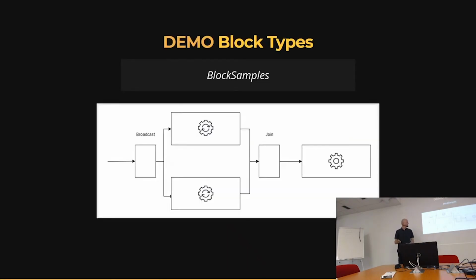Now I will show you how these blocks can be used. So we will create a pipeline that looks like this. The input will again be an integer number, and it will be broadcast into two blocks that will calculate two different sequences. One will be the Fibonacci sequence, the other will be the so-called Lucas sequence, which is the same as Fibonacci, only it starts differently. I will show you. These values will be joined, and output.